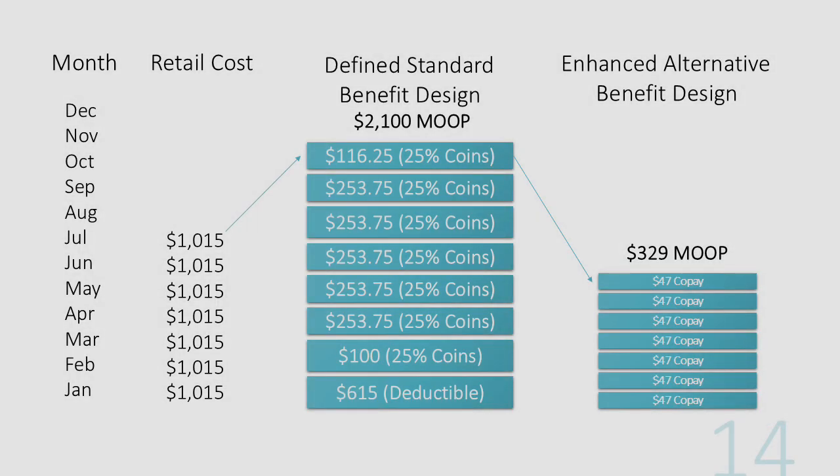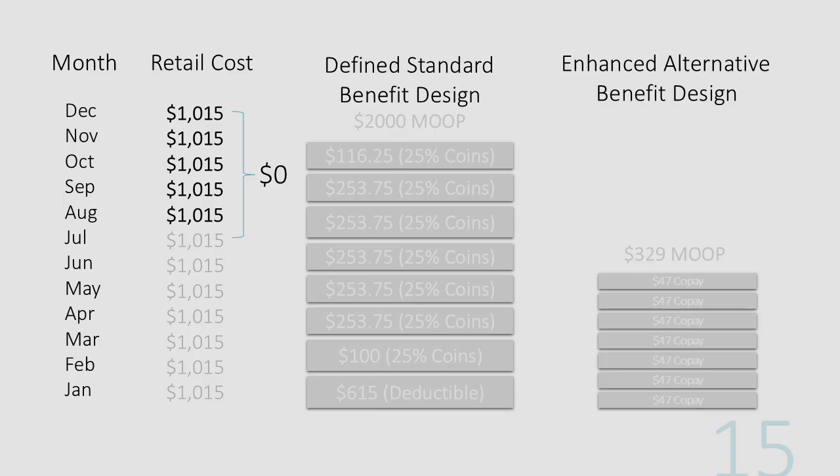Because the $2,100 maximum out-of-pocket was calculated using the defined standard benefit design, the individual on the enhanced alternative plan reaches their maximum out-of-pocket for the year of only $329, well below the standard benefit design of $2,100. Using the defined standard benefit design, once the individual leaves the initial coverage phase and enters the catastrophic phase, the individual pays $0 for their prescription drugs for part of July and the remainder of the calendar year.